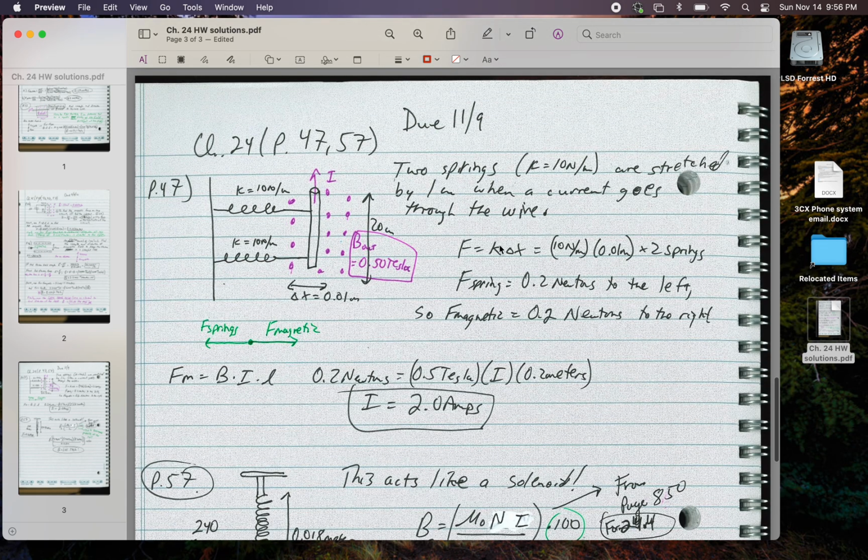You probably have to remember this, that Hooke's law, F equals Kx, technically that's absolute value. So 10 newtons per meter stretched by 0.01 meters. But there's 2 springs, each with that spring constant, so it's 0.2 newtons to the left, magnetic force is 0.2 newtons to the right, and therefore we get the current would be 2.0 amps, setting these forces as equal. So essentially you have 2K delta X equals BIL.